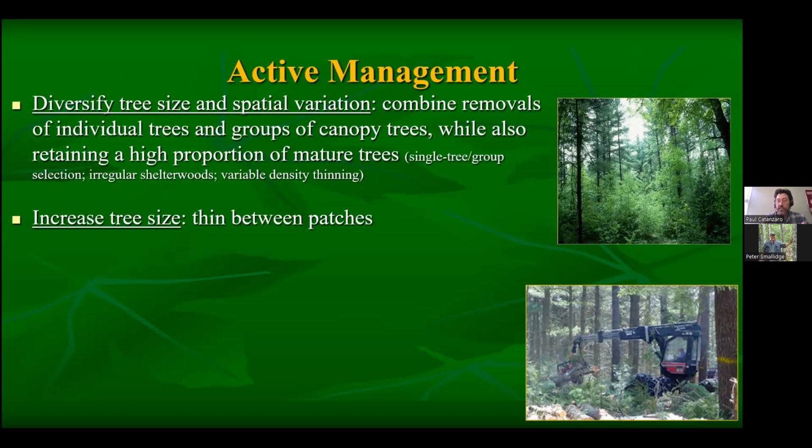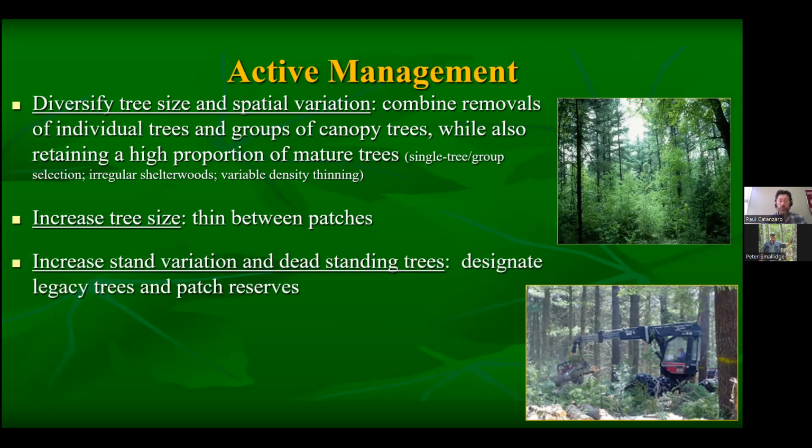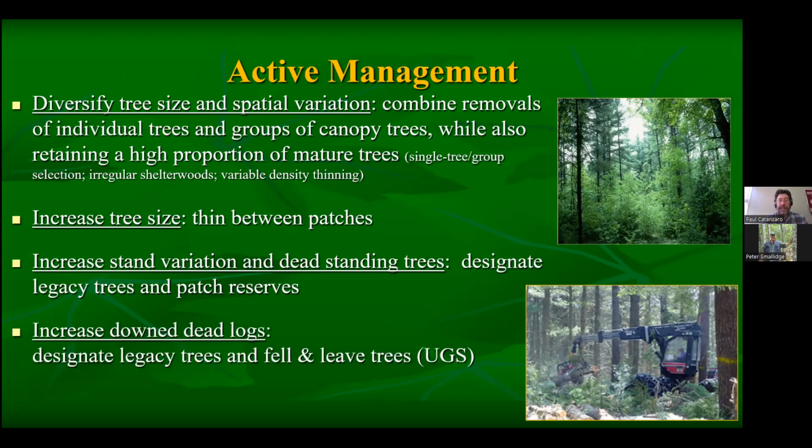If we want to increase tree size, this is what forestry's been doing for centuries. It's been controlling density, concentrating growth on those individuals that we want to grow faster and actually growing them out. We can actually designate some trees as legacy trees or patches of legacy trees as patch reserves and just leave them standing. Let them die naturally, let them decay standing and then fall to the ground. So we can increase the amount of stand variation and dead standing trees by designating these reserves and individual trees. Of course, by doing this, we're also increasing the amount of down dead logs.